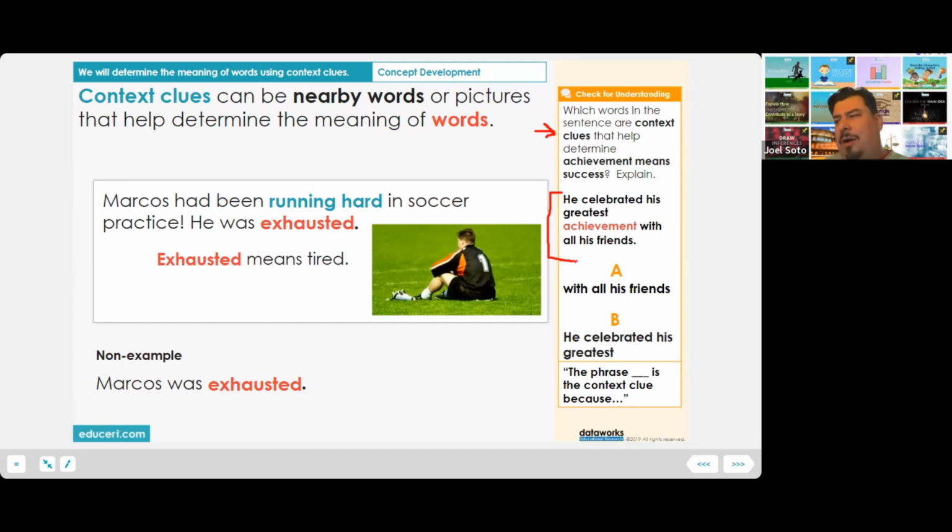Whiteboards out. Park them. Okay, right. Letter A, nice and big on your whiteboard, if the context clue "with all his friends" helps you determine that achievement means success. Or write B on your whiteboard, nice and big, if it's "he celebrated his greatest." Does that tell you achievement means success?